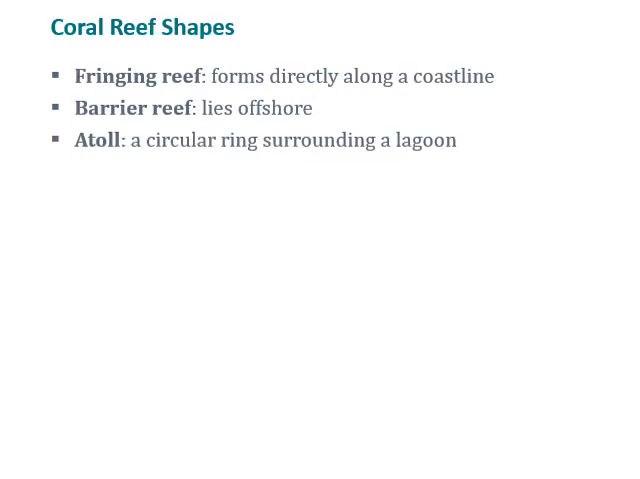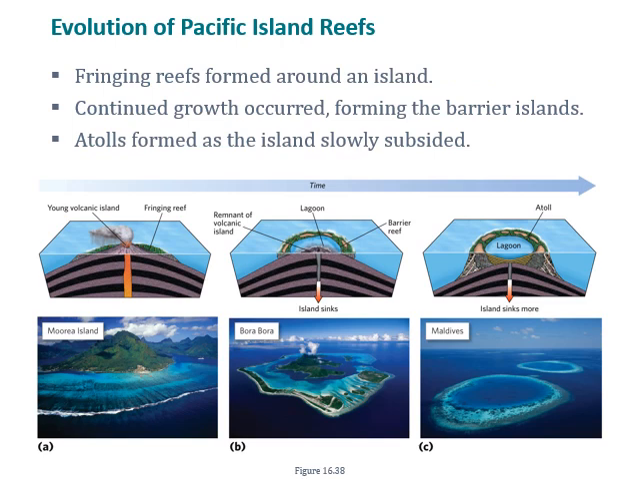There are several types of reef shapes, including fringing reefs, barrier reefs, and atolls. Fringing reefs form directly on coastlines, barrier reefs lie offshore, and atolls are circular rings surrounding lagoons. Here's a timeline of the evolution of Pacific Island reefs.